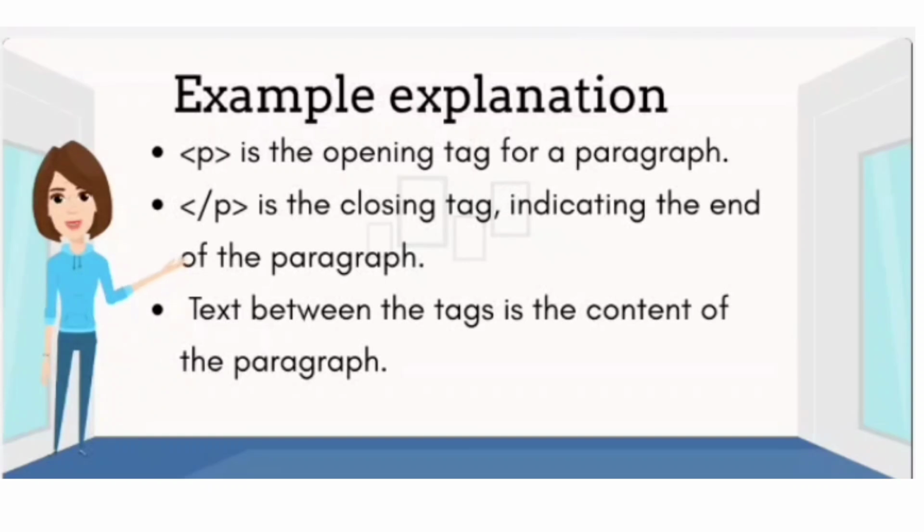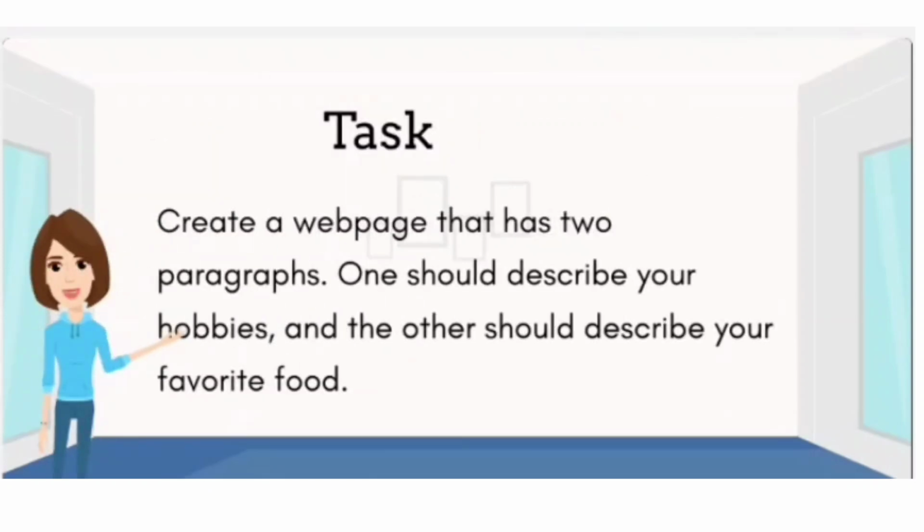P is the opening tag for a paragraph. It's declared in less than P greater than. /P is the closing tag, indicating the end of the paragraph, declared in less than /P greater than. Text between the tags is the content of the paragraph. Let's create a task based on the information. Create a web page that has two paragraphs. One should describe your hobbies, and the other should describe your favorite food.